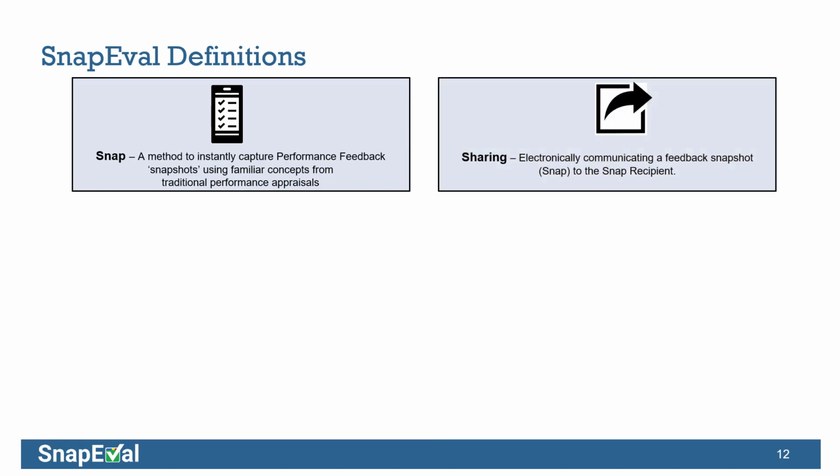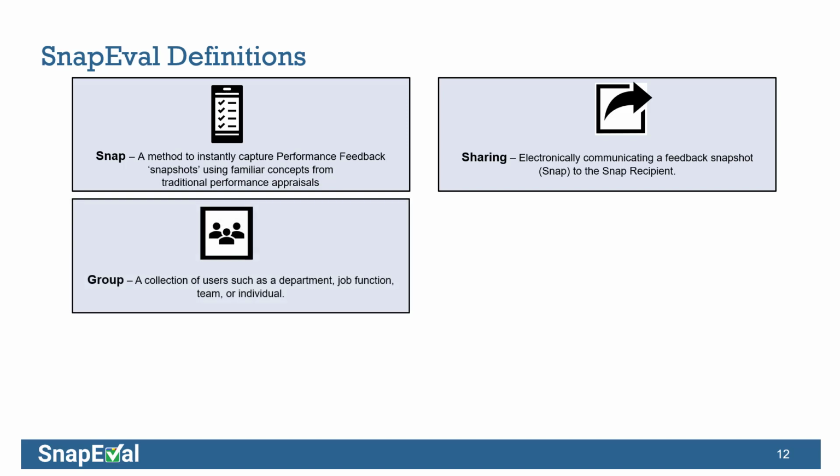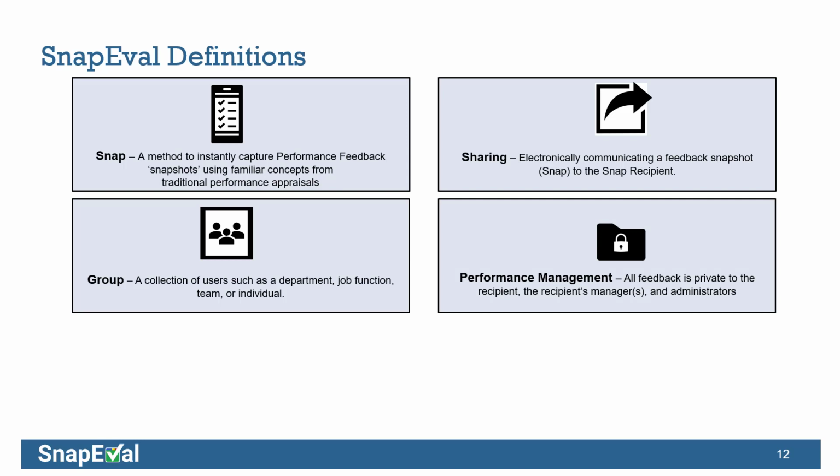Sharing is the act of communicating that snap or feedback snapshot to the snap recipient. A group is just a collection of individuals, such as a department, a job function, a team, or even a single individual. Performance management is focused around feedback that is private to the recipient's managers and administrators.